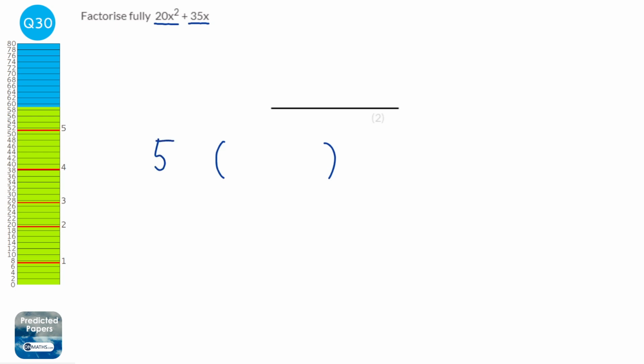And then we look at the letters. So we look at the most amount of letters we can divide out. Well, this only has an x here, so it's just going to be an x. Then what we're going to need to ask ourselves is 5x times what is 20x squared? Well, 5 times 4 is 20, and x times x is x squared. Then to get the second term in the bracket, we ask ourselves, what times 5 is 35? Well, that's going to be 7. And what times x is x? Well, we don't need an x on the end of that. 5x times 7 is 35x.